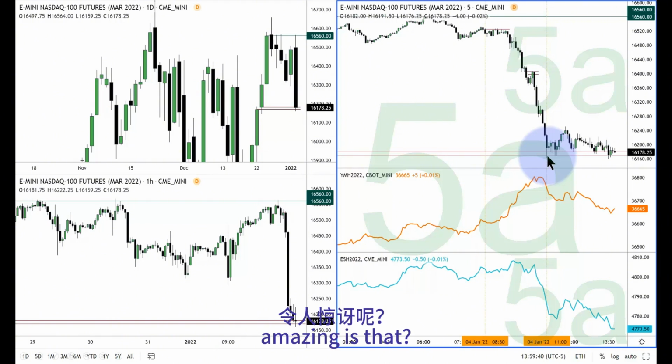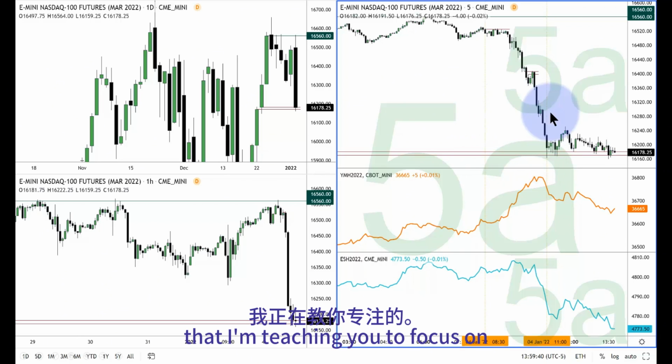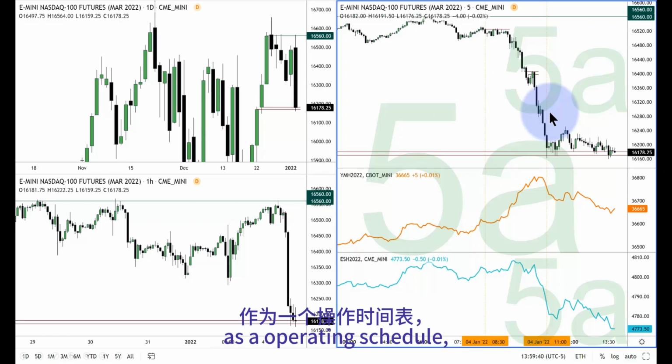How amazing is that? It's coincidence, I'm sure. So it trades down into that volume imbalance at the 11 o'clock hour, which is the closure of that time window that I'm teaching you to focus on as an operating schedule.